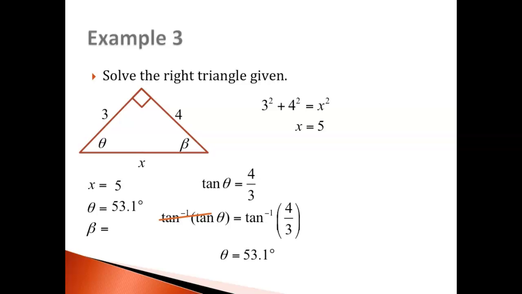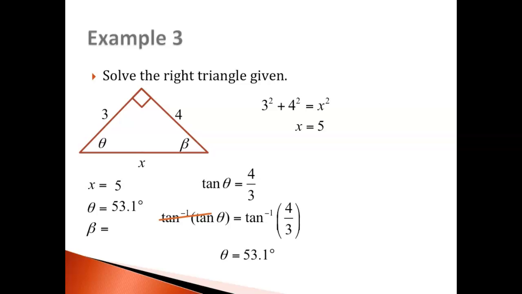Again, at this point, you have multiple options in terms of solving for the last angle measure. Since you have two of the angle measures now, you can subtract from 180 to get the last angle measure. For practice, we are going to go ahead and use another trig ratio to solve for beta.